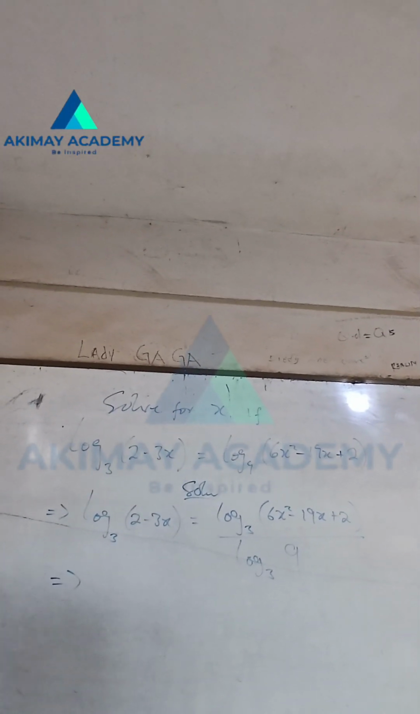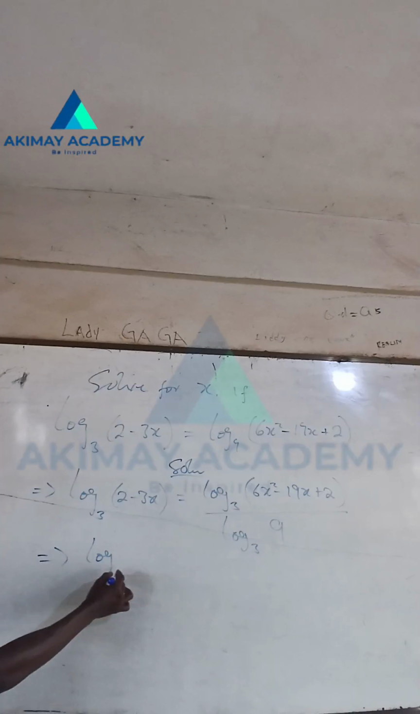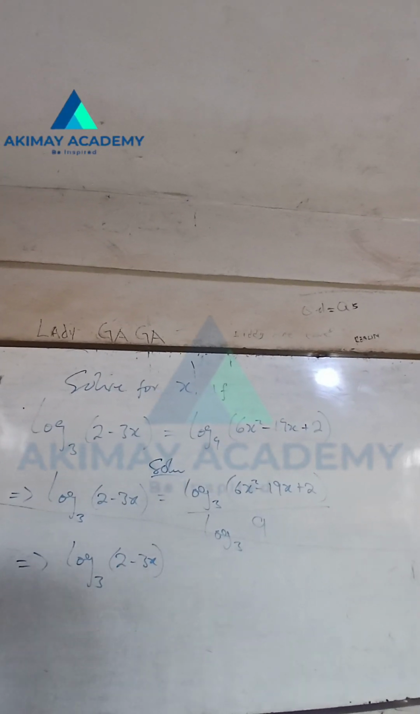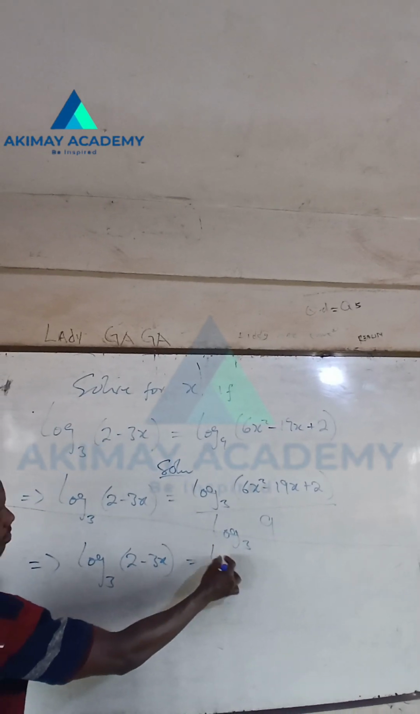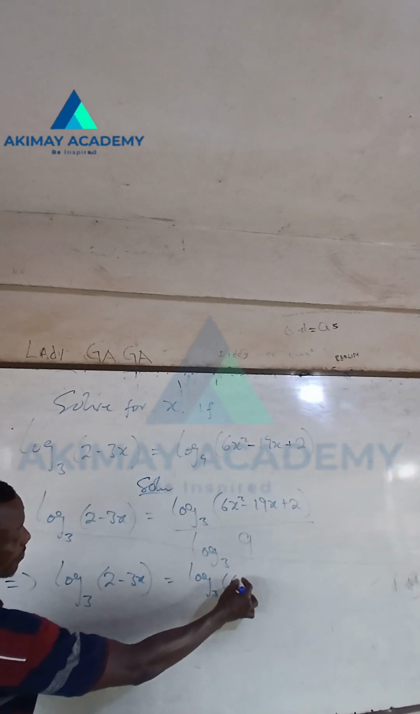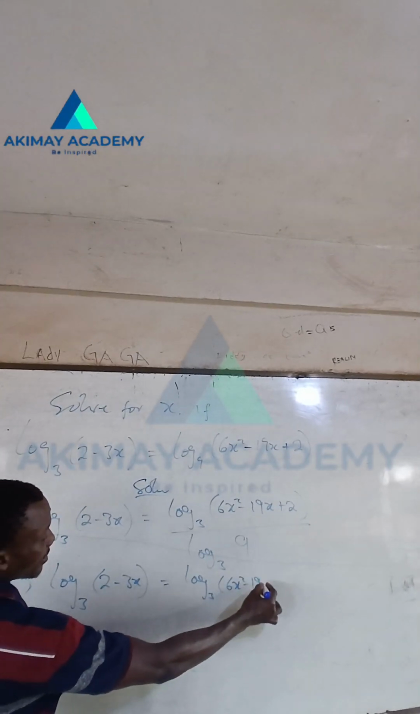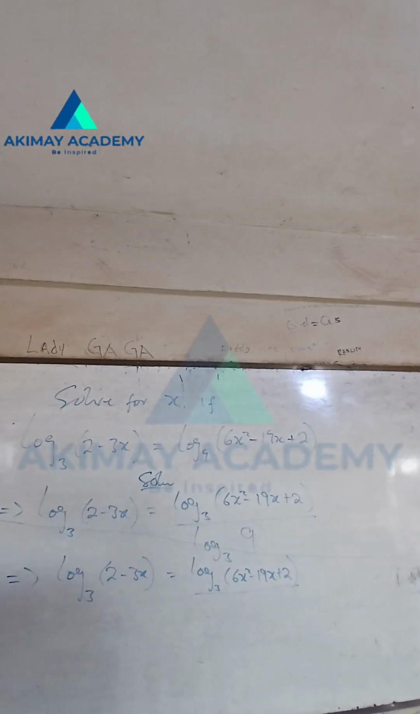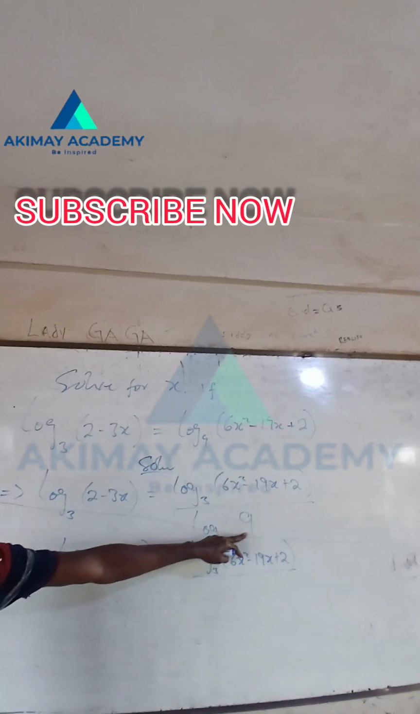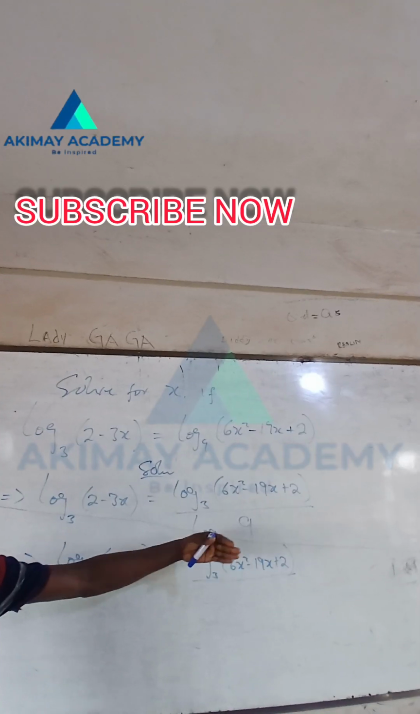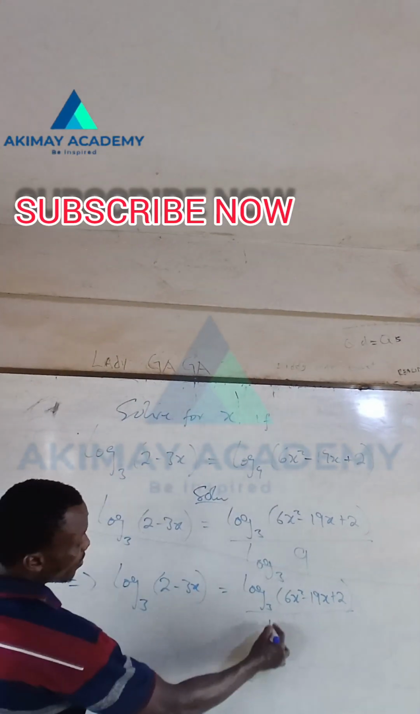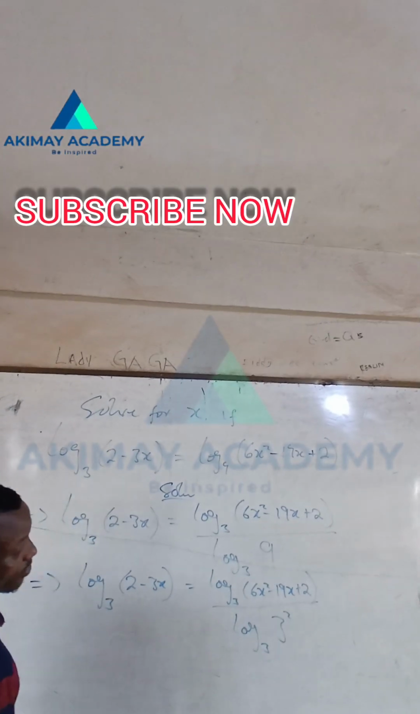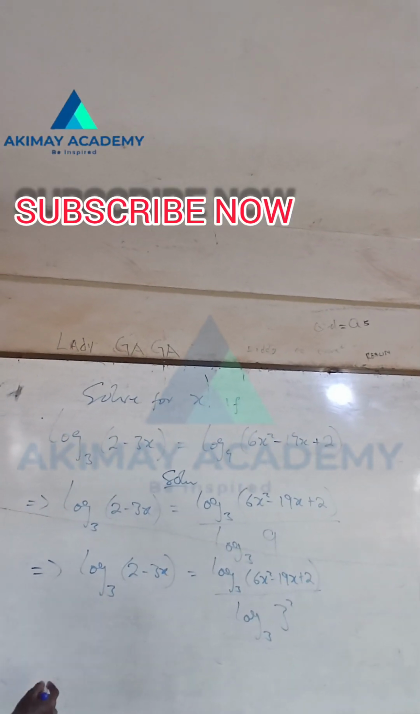So we can move further. Log to the base 3 of 2 minus 3x equals log to the base 3 of 6x squared minus 19x plus 2, all out of, now you can see that here, this 9 can be converted to indices. We can have 3 exponent 2. So we have log to our new base of 3 exponent 2. Okay?